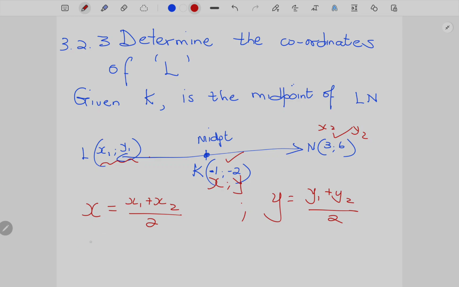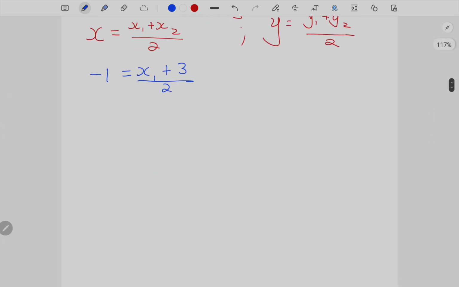Now let's substitute. What is the value of x? It's -1, so we've got -1 is equal to x1, we don't know, so it's x1 plus x2, which is given as 3, all over 2. Okay, then this is a fraction, so we make the left side a fraction.